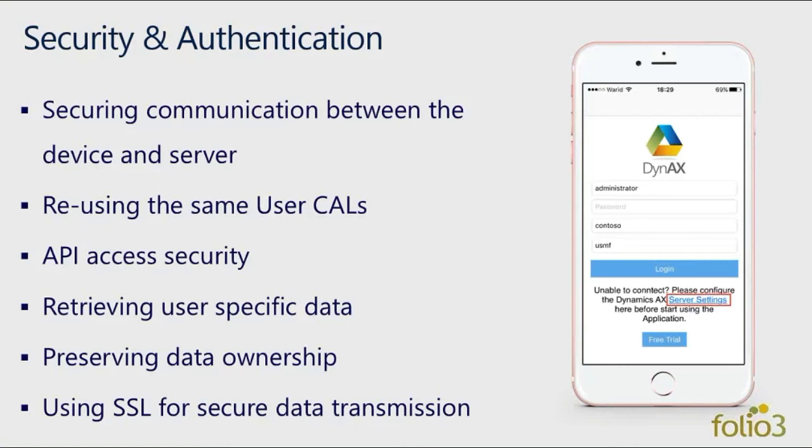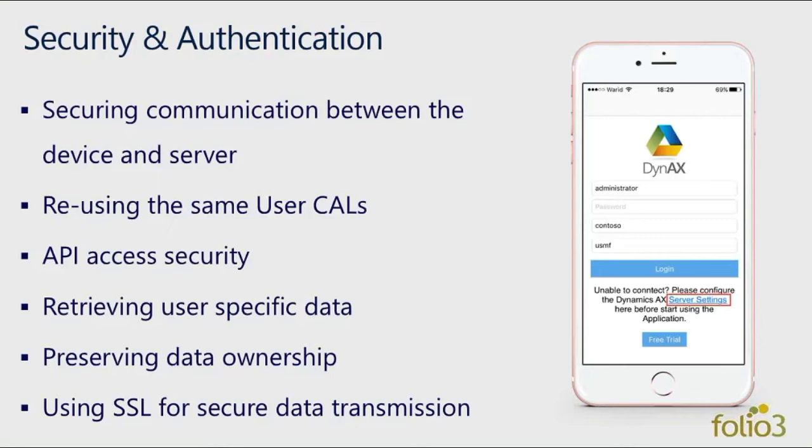API access security is essential for any app to be secure. All the APIs that are communicating with the device need to be secure. Retrieving the user-specific data has to be encrypted and should not be stored in any area in between. Rather, the data should be transferred from the AX side to the mobile device. In between, there should be no maintenance or preservation of data.